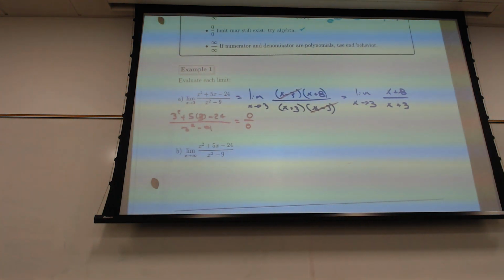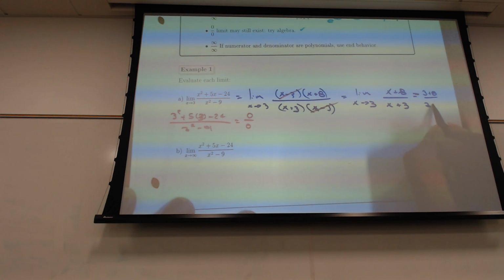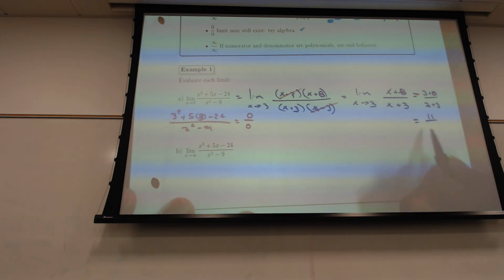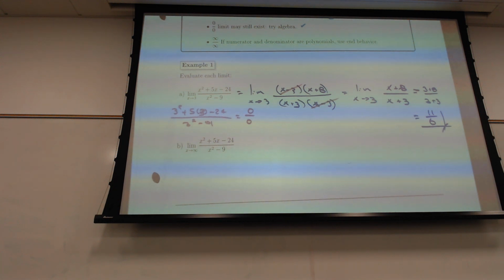And all we do from here is, again, the substitution rule. Hopefully it works this time. So that's going to be 3 plus 8 over 3 plus 3. And nice, it works. 3 plus 8, that's 11. 3 plus 3 equals 6. Questions about this one?